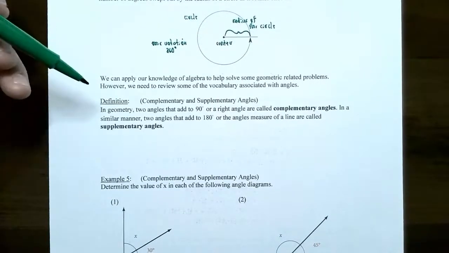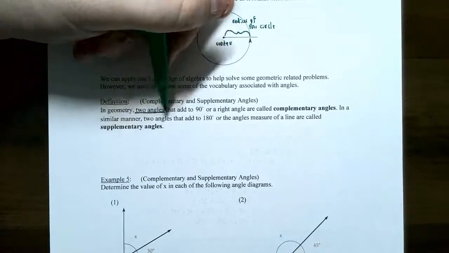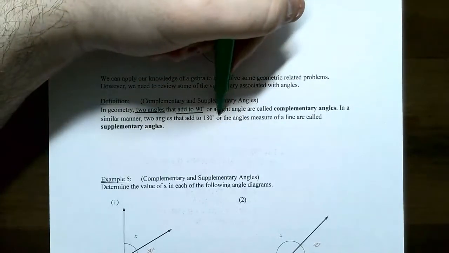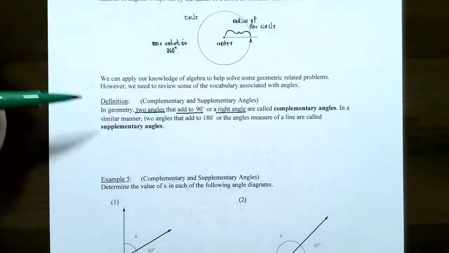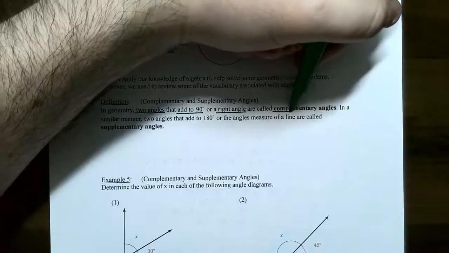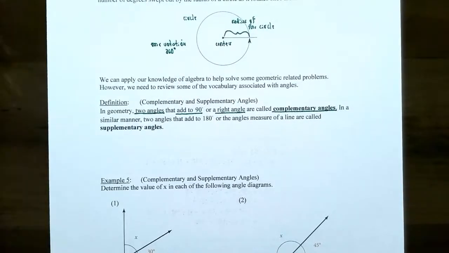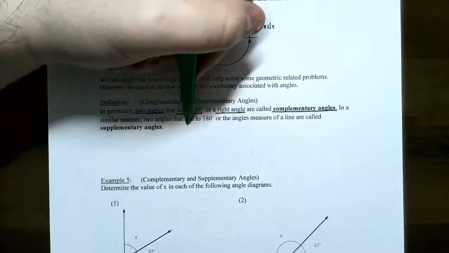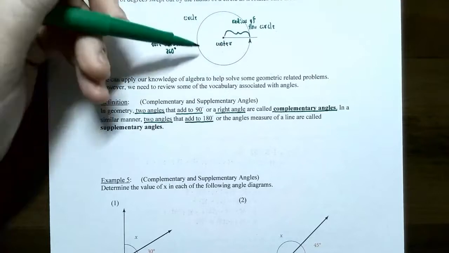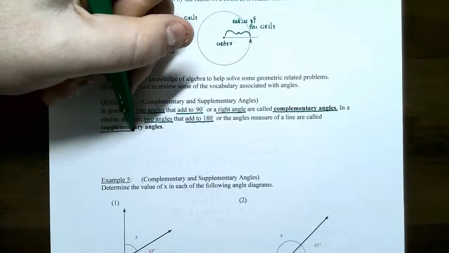So the definition of complementary and supplementary angles: a 90 degree angle is called a right angle. If you have two angles that add to give you a right angle, they are called complementary angles. On the other hand, if you have two angles that add to give you 180 degrees, which would be a half turn of a circle, then the two angles are called supplementary angles.